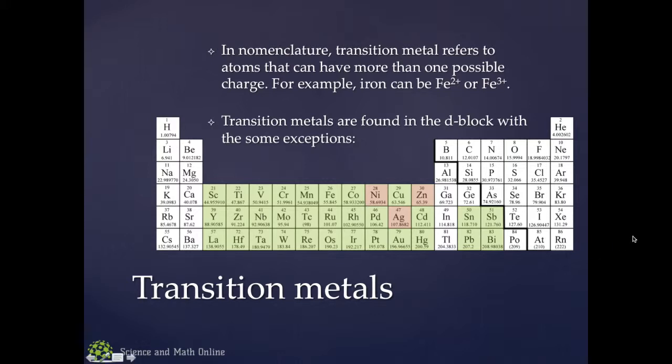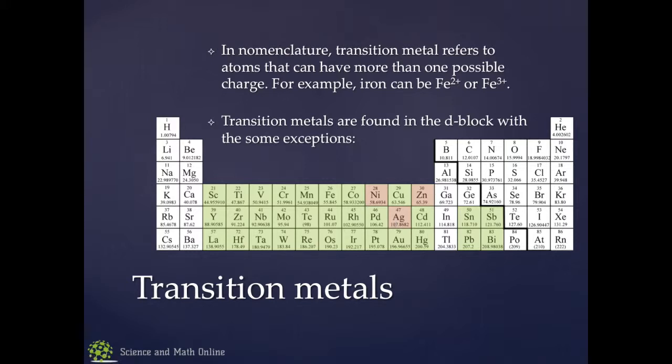We also consider these heavy metals down here to be transition metals because they can also have multiple charges. Tin, lead, antimony, and bismuth. Okay, I have these three in a different color because, well, they're different. They don't have multiple charges. Nickel is always going to be 2 plus. Zinc is always going to be 2 plus, and silver is always going to be 1 plus.